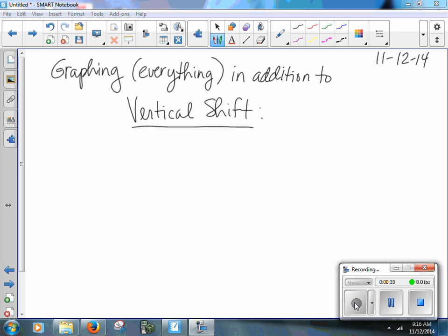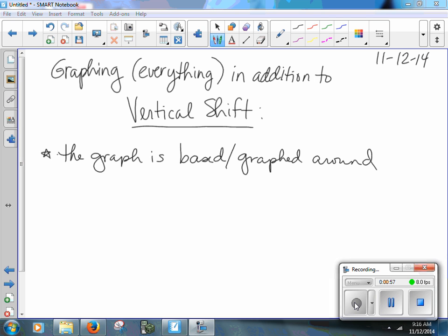Everything is based upon... the graph is based, graphed around... What was the name of that line that I always highlighted? Do you remember the name of that line? Oscillation line. The oscillation line. Sounds like oscillation. Okay?